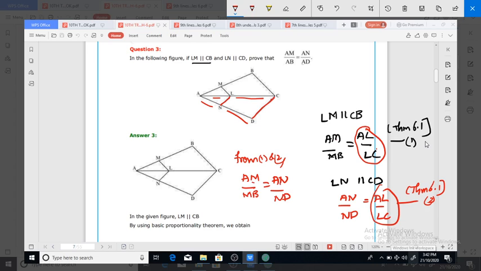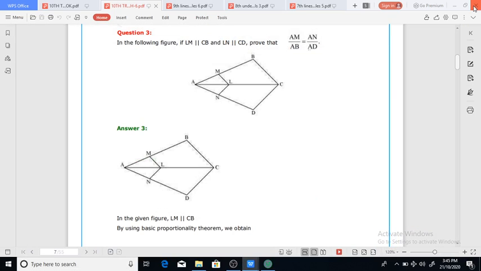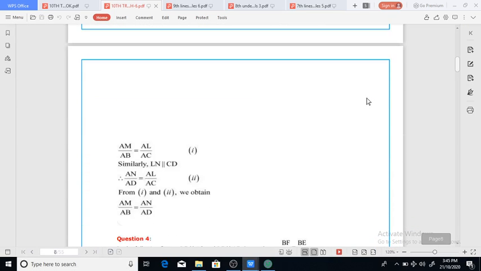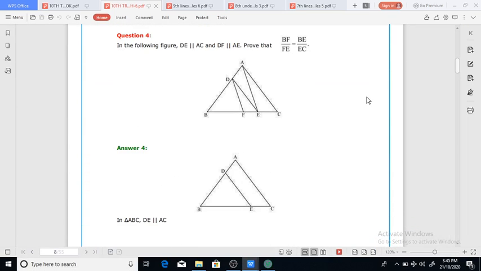If these proportions are equal, by the converse of Thales theorem, we can say this is what we are going to prove. This is our answer. Clear? So next, go through the fourth question.